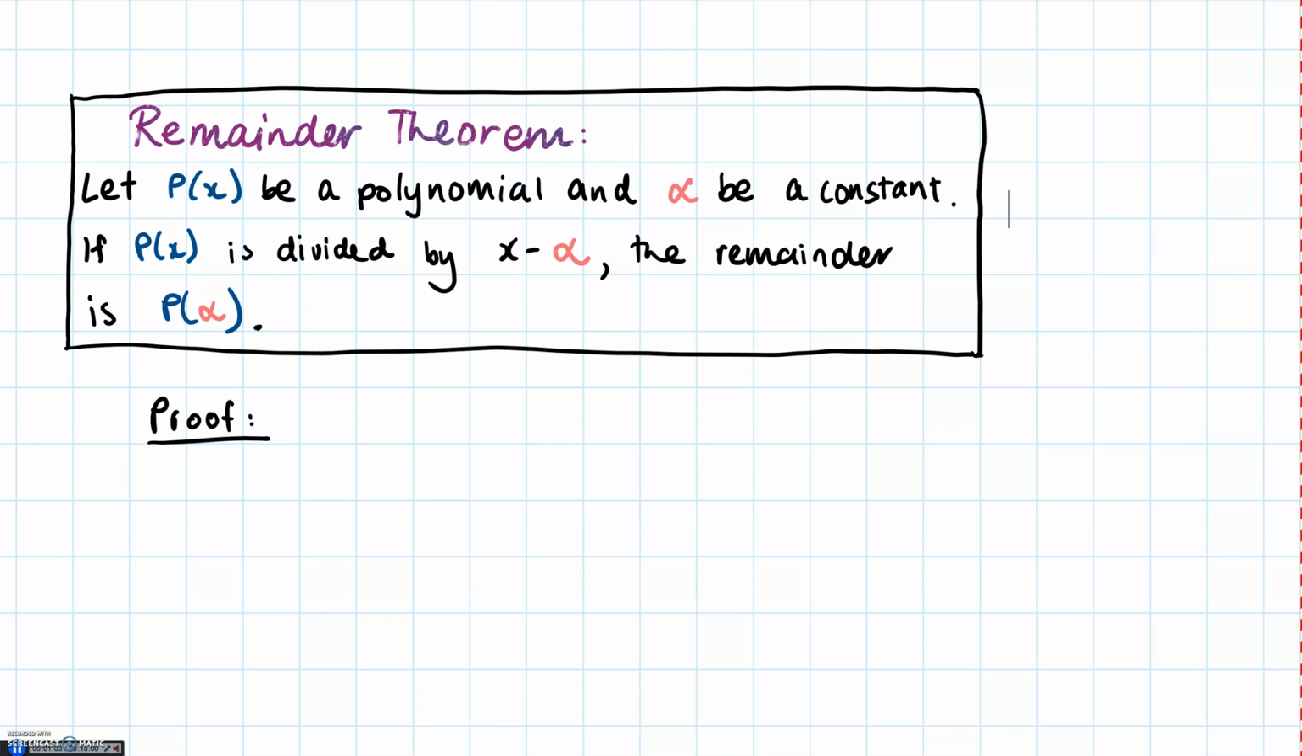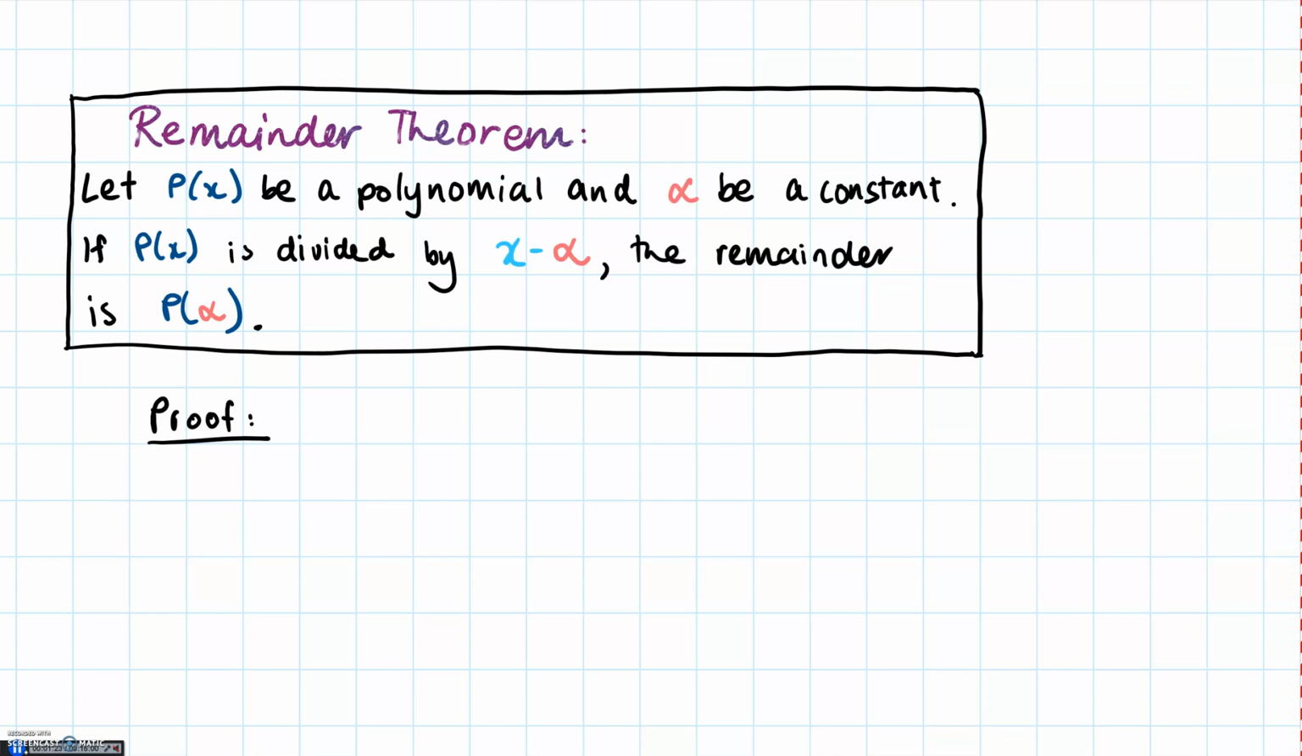The theorem tells us, if we divide p of x by x minus alpha, and we can do long division for this, the remainder is just what we get when we substitute alpha into that polynomial, so p of alpha.